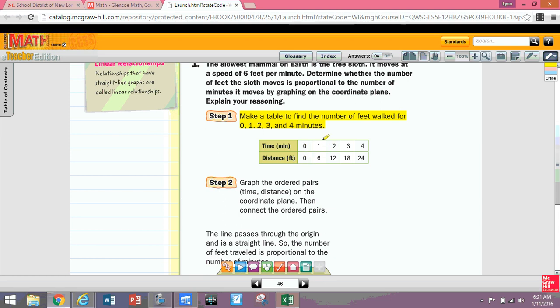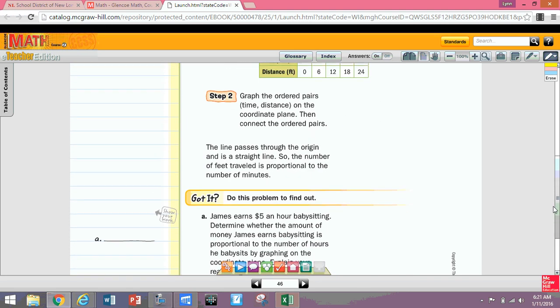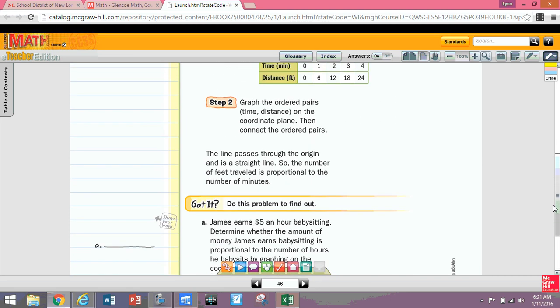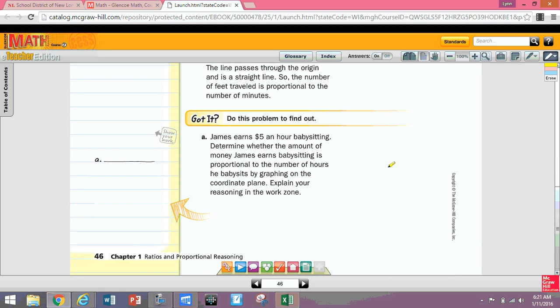And then you continue with your ratio table. These are the numbers that you are going to graph: 0, 0, 1, 6, 2, 12. Just like I said before with your ratio tables, you have to have at least 3 points on your graph. So you graph those ordered pairs on a coordinate plane, then connect the ordered pairs. The line passes through the origin and it is straight, so the number of feet traveled is proportional to the number of minutes.